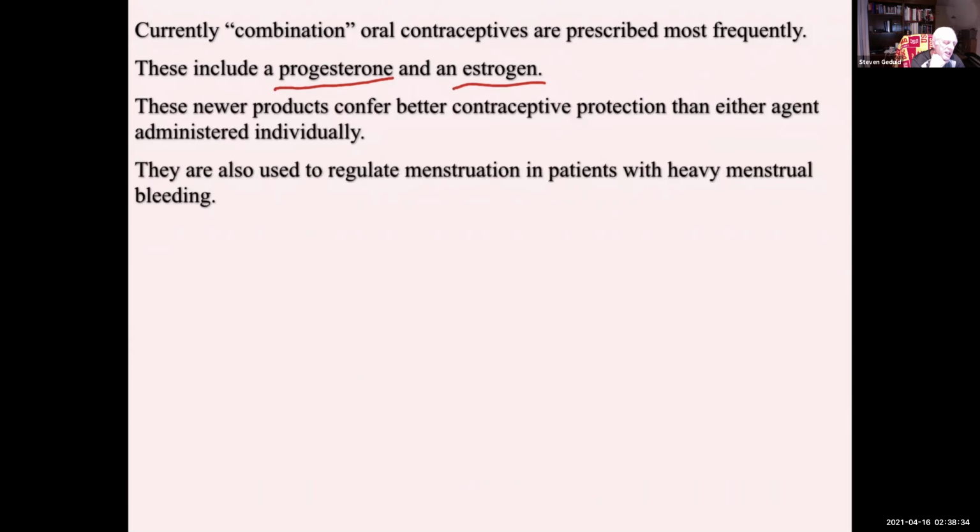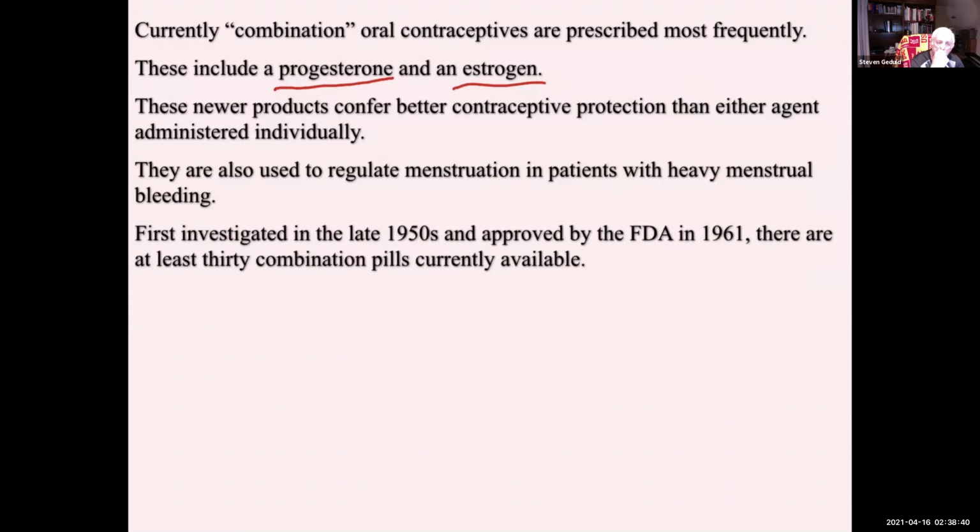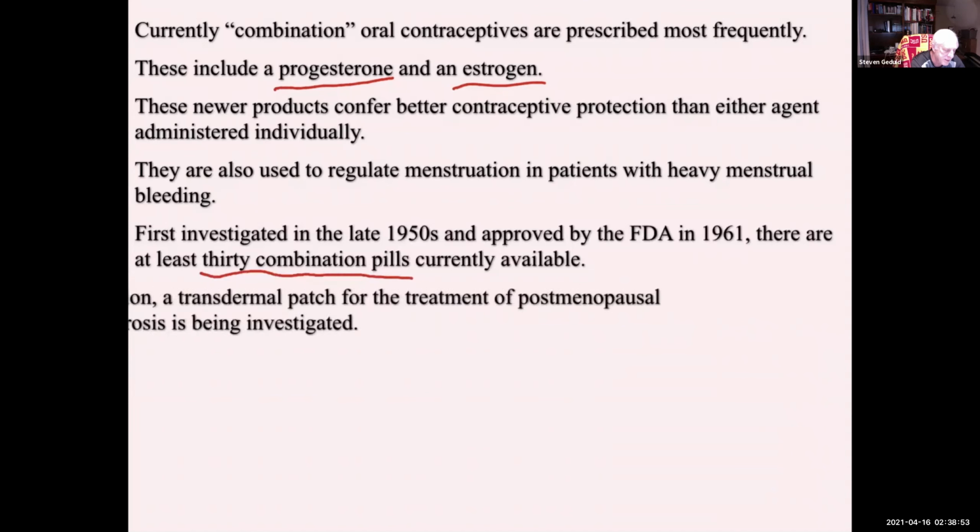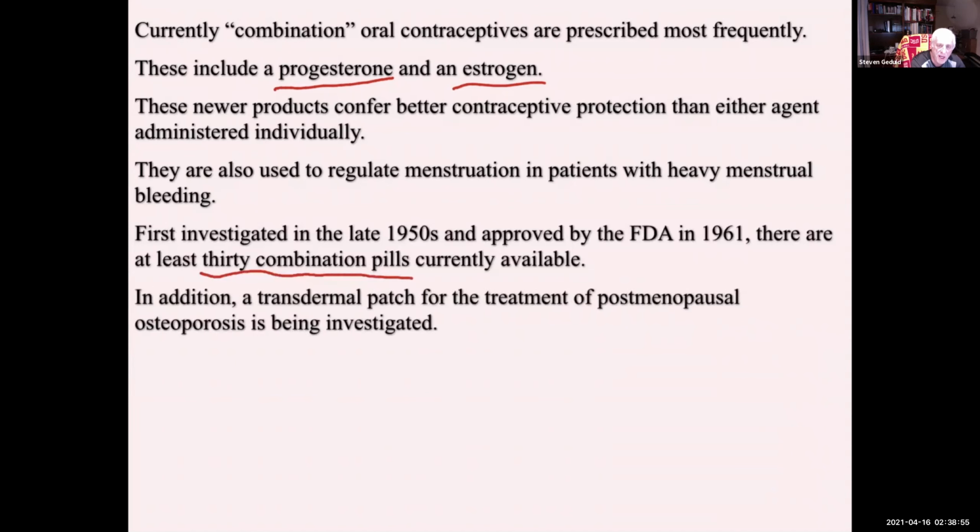They're also used to regulate menstruation in patients with a very heavy menstrual cycle. First investigated in the late 1950s and approved by the FDA in 1961, there are at least 30 different combination pills available on the market today as birth control pills. In addition, a transdermal patch for the treatment of postmenopausal osteoporosis is being investigated.